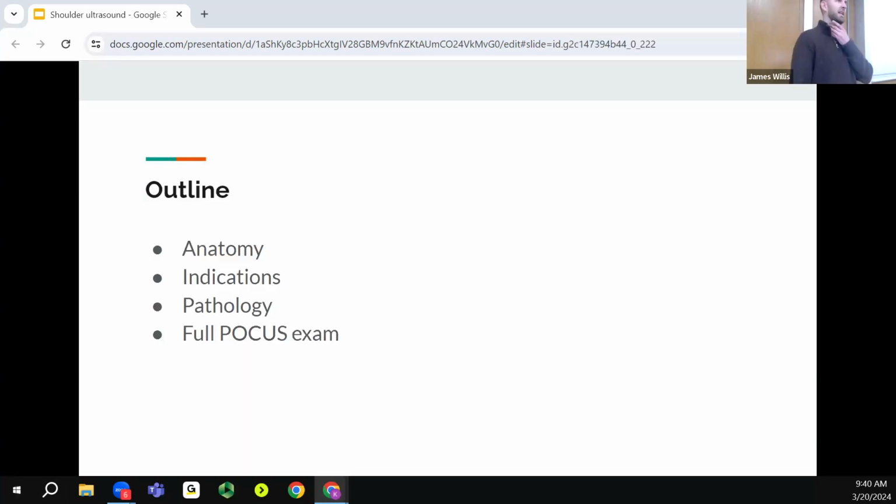So we're going to talk about anatomy briefly, some indications, and again, most of this lecture is going to be looking at pictures and diagnosing shoulder dislocation.